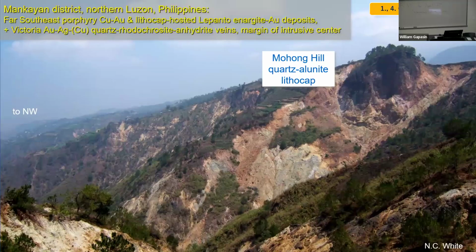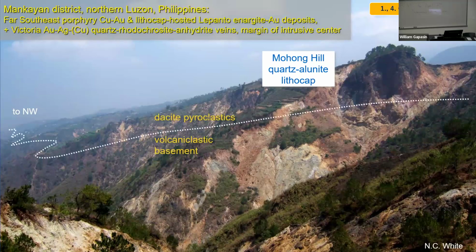Report the mineralogy, the textures, the morphology, etc. This is, I think, our final example here. Quartz-alunite alteration. It occurs here in the Ancaina district in northern Luzon, right at the unconformity between volcaniclastic basement and the dacite pyroclastics, all along here, 7 kilometers of cliffs where they have been exposed by river erosion.